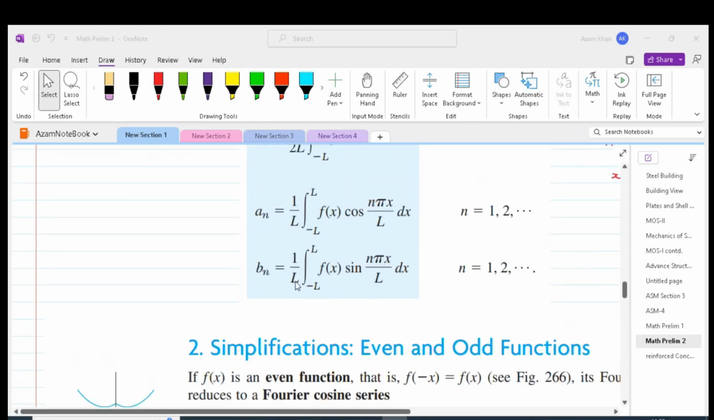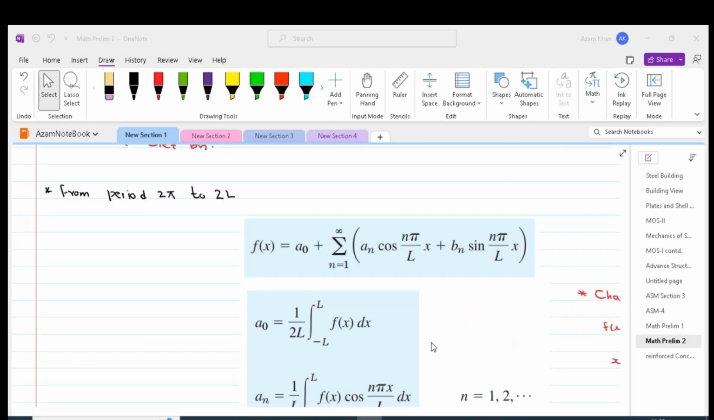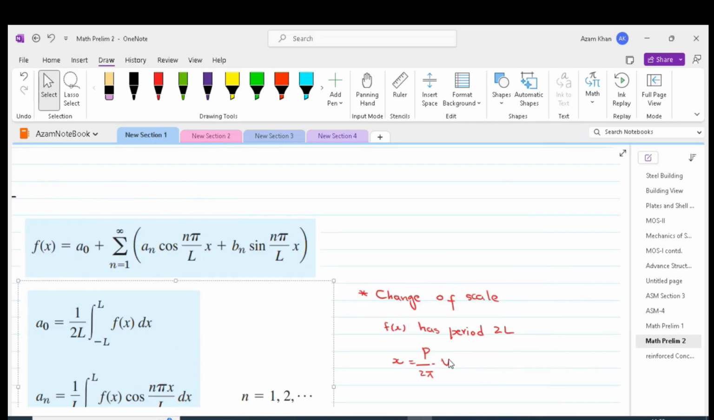Finally, bn is equal to 1 by L integral minus L till plus L f of x times sine n pi x over L times dx, where n can be equal to 1 up till infinity. So we have got the Fourier series in terms of L by using a suitable scaling factor. So the transition from period 2 pi to period 2L is effected by a suitable change of scale.